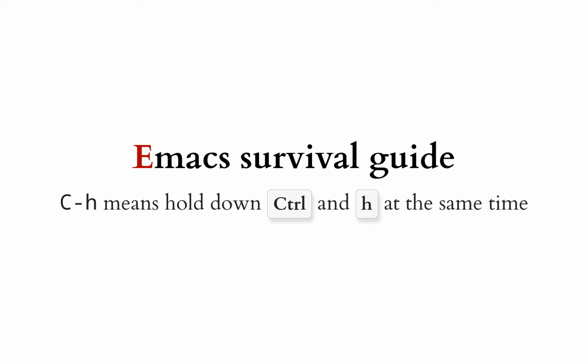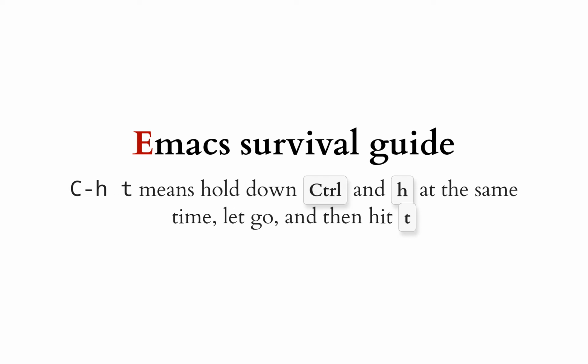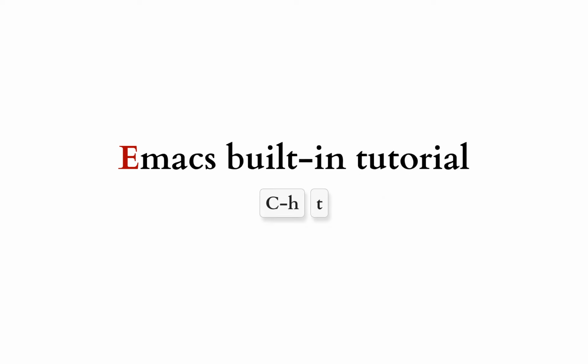Okay, so Control-H, that means hold the control key down and H at the same time. And if there's no dash, it means Control-H at the same time first, and then you let go, and then you hit A. And that shortcut here, that's actually for the Emacs built-in tutorial.